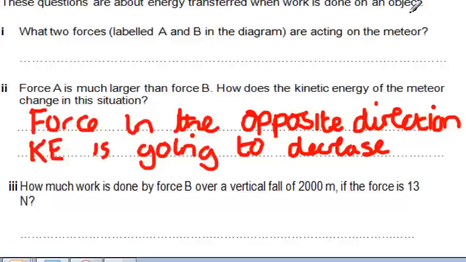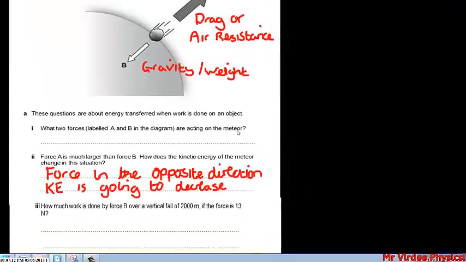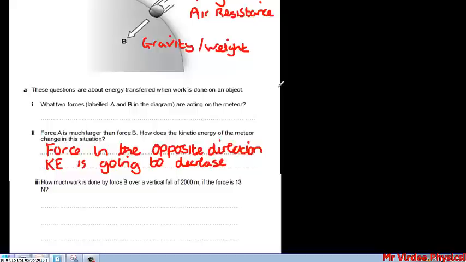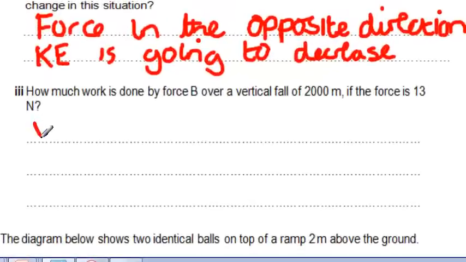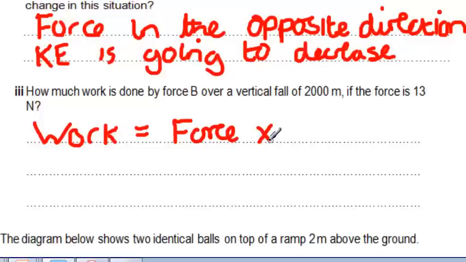Then it says, how much work is done by force B over a vertical fall of 200 meters if the force is 13 newtons? Well, simply we know work done. The first step I always do in these things is to write down my equation before I work it out. Work done, or work, is force times distance, and then I do what's called plug and chug and just chuck the numbers in.